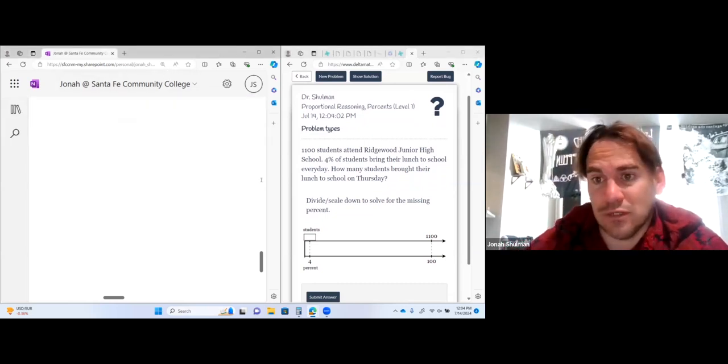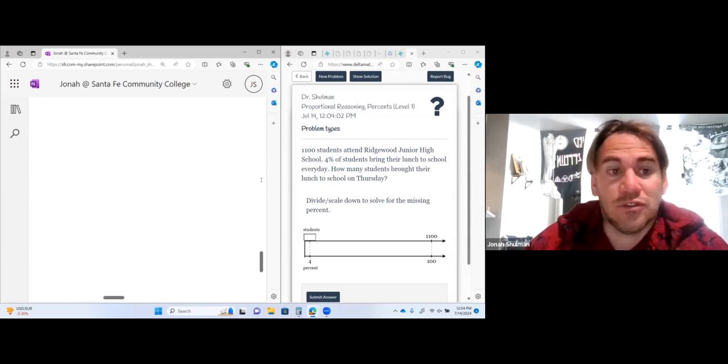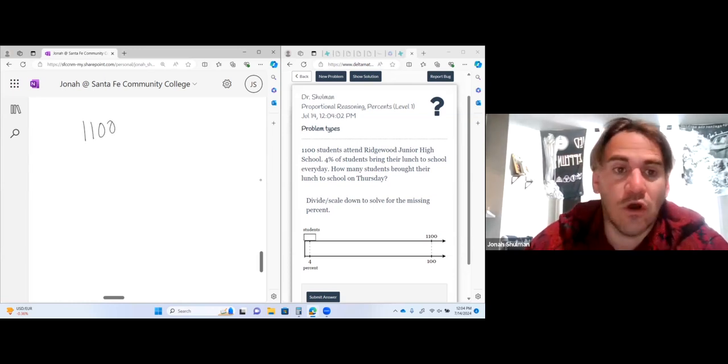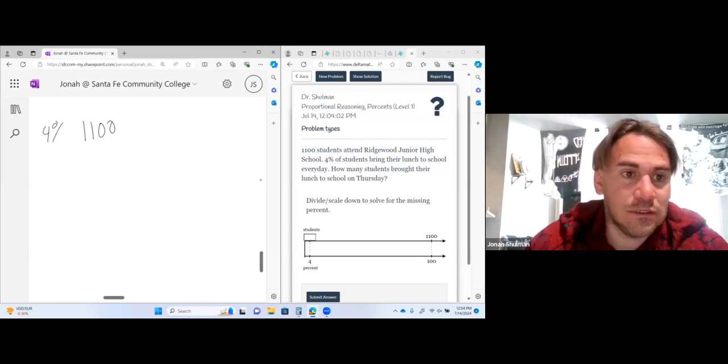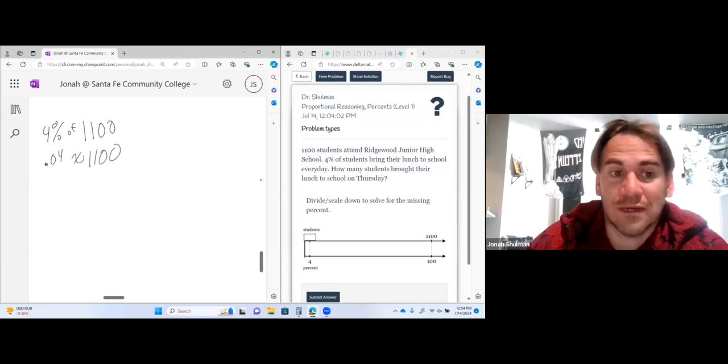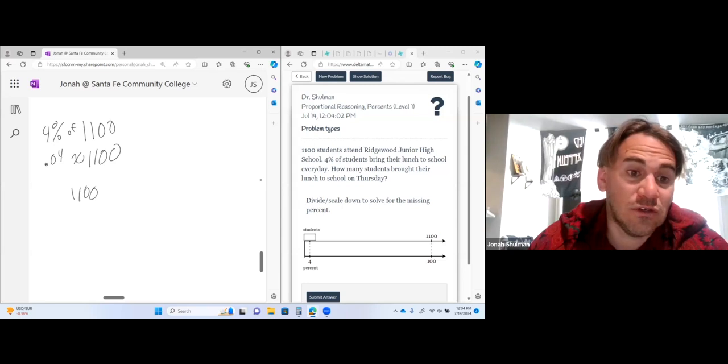So this is the way they want you to do it. I would do it this way. I'm going to show you two ways because why not? So it's 1,100 and we want 4% of 1,100. So that's 0.04, because this is telling you to divide by 100, and of means multiply. We're done. 0.04 times 1,100. It's really 1,100 times 4. I have two decimal places. The answer is 44.